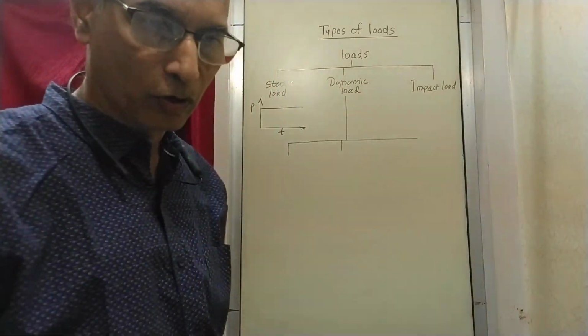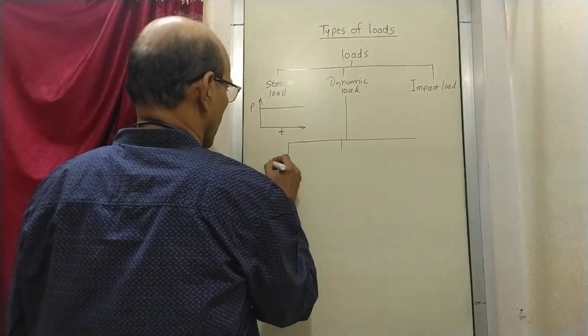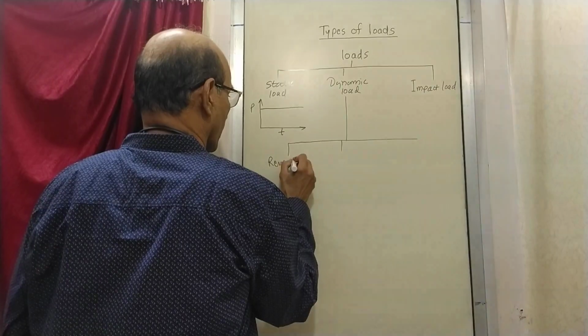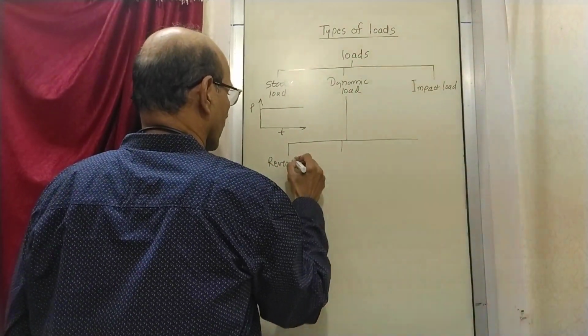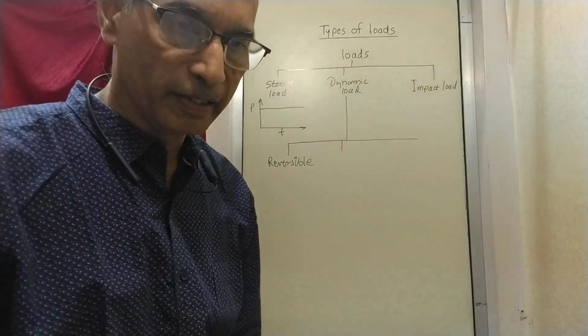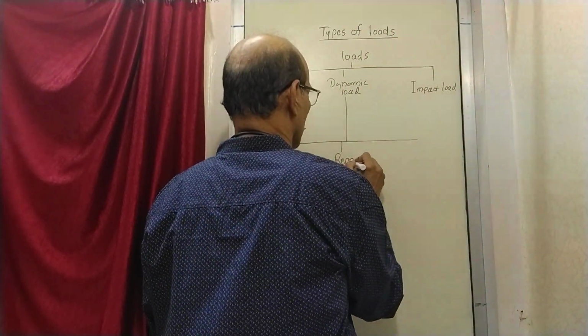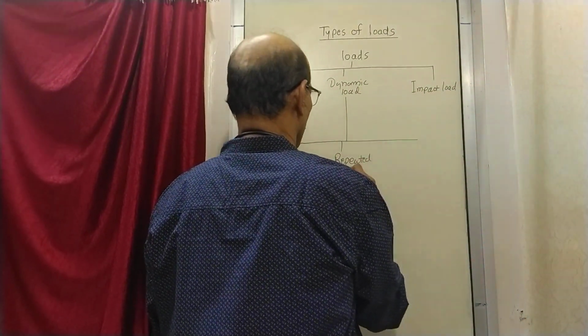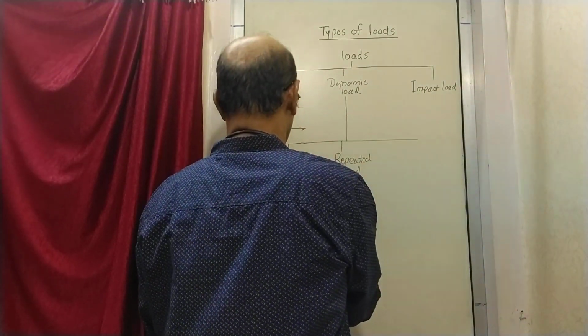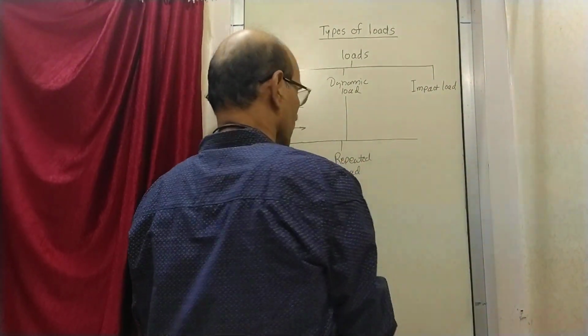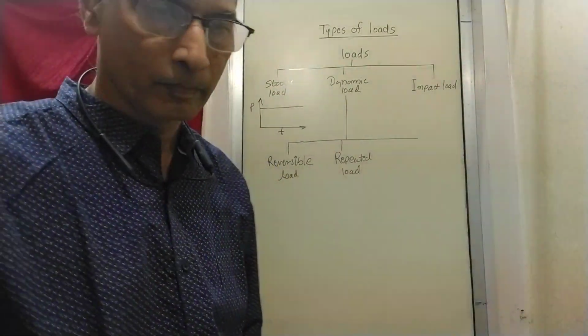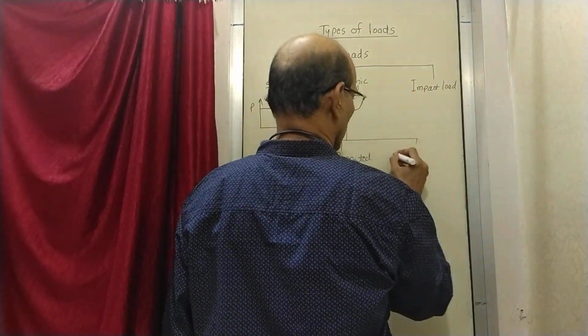So you can maybe jot this down. Reversible load, then there is a repeated load, and then there is a fluctuating load.